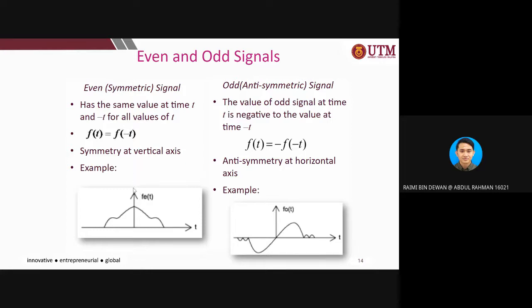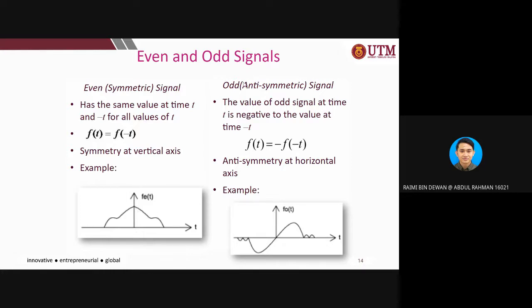You can see, let's take this vertical axis as a mirror. So this signal has symmetry at the vertical axis. That's why you have this representation, f(t) equals f(negative t). If you have t at 1 second equal to 1 amplitude, then t at negative 1 is still equal to 1. So regardless of the time, whether positive or negative, it will display the same amplitude. So this is an even signal, which can also be described as a signal symmetric about the vertical axis.